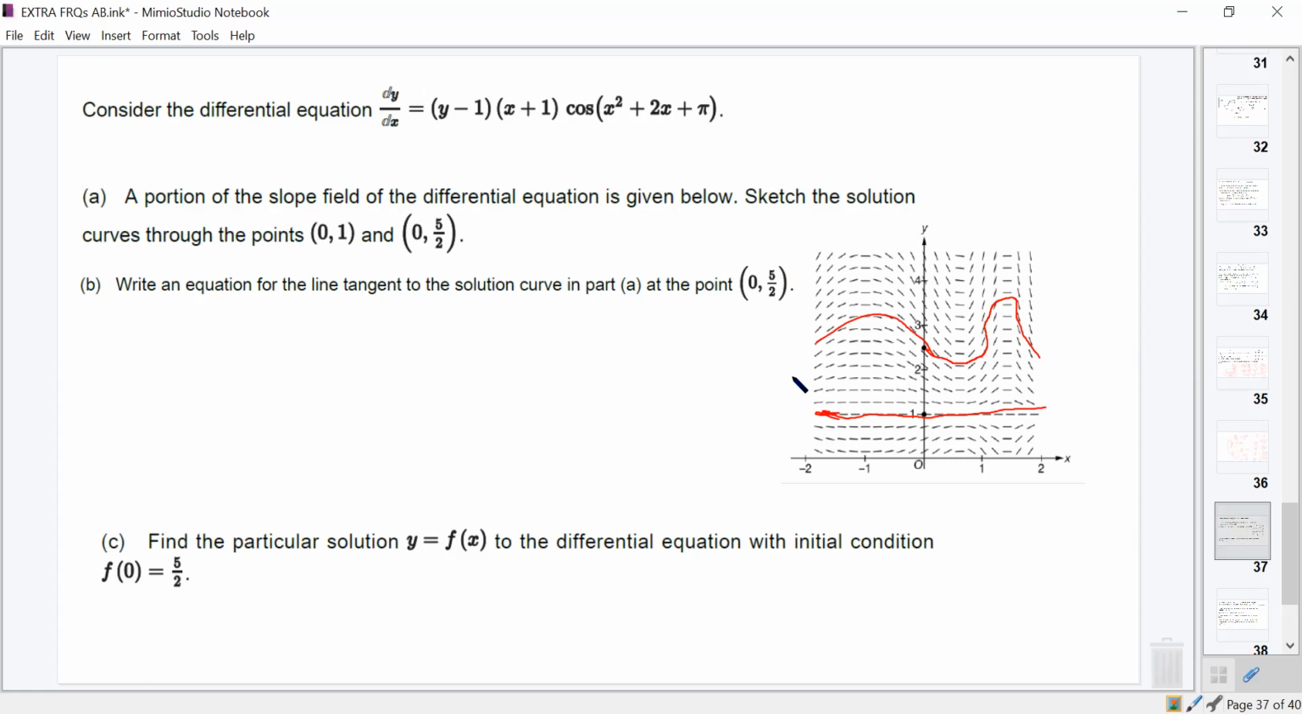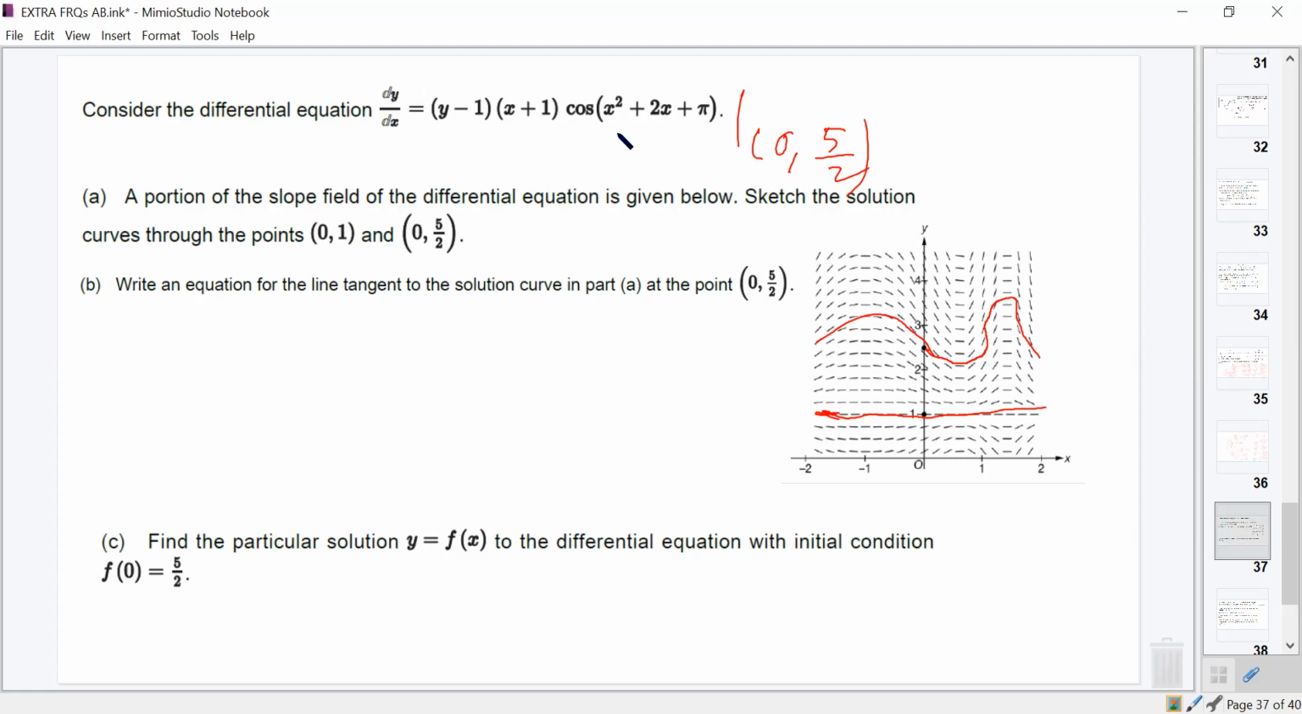All right, part B, they like to ask you to do this in the free response on differential equations. Write the equation of the tangent line to the curve at 0, 5 halves. So first off, find the slope at 0, 5 halves. So plug that into dy dx.